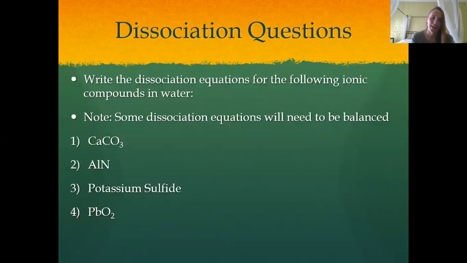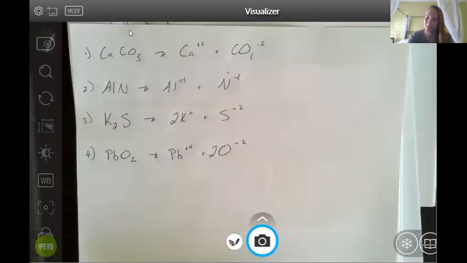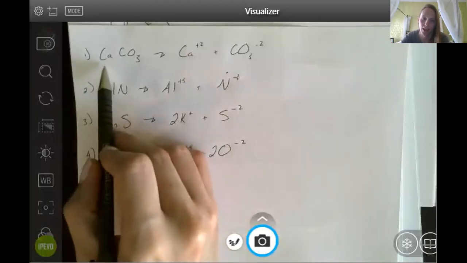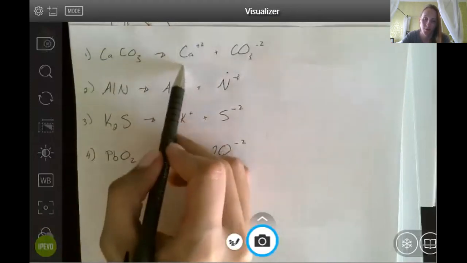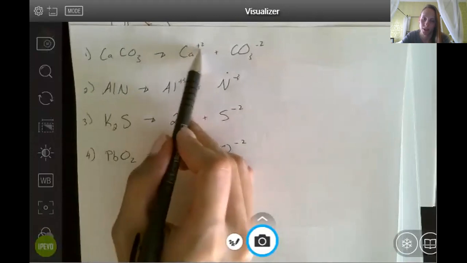So I would like you guys to try these 4 examples and then come back for the answer. Okay, so these are what your 4 answers should be. For the first one, we have calcium carbonate. Calcium, because of where it is on the periodic table, always has a charge of +2.